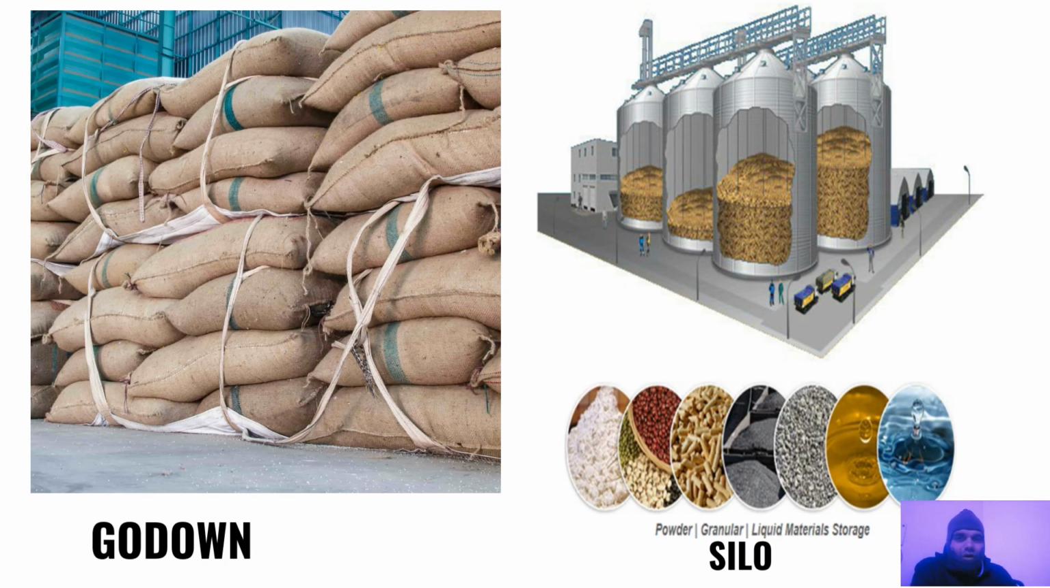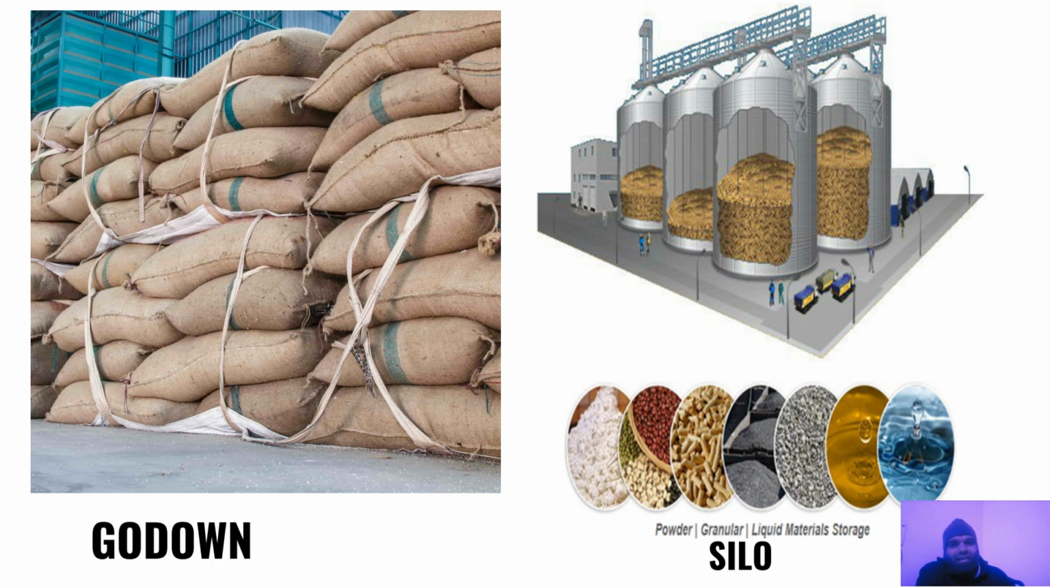First, we look at a go down. A go down is simply an enclosed space. In that enclosed space, we are able to store our produce and keep it away from, let's say, pests to some extent, or we are able to protect it from the wind and the elements to some extent.